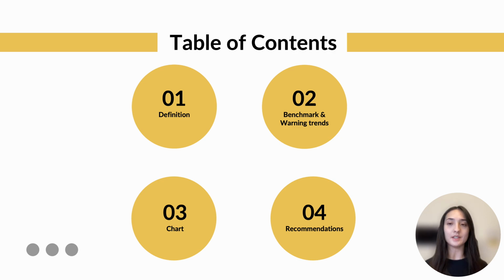First, I'll be going into the definition of the operating surplus and deficit ratio and how this portrays a government. Next, I'll be going into the benchmark and some warning trends of this ratio. Next, I'll be going into a chart which graphs the operating surplus and deficit ratio for the Government of Guam in the fiscal years 2018 to 2022 and analyze some of the changes that I saw. Lastly, I'll be going over some recommendations that the government can use to improve this ratio.